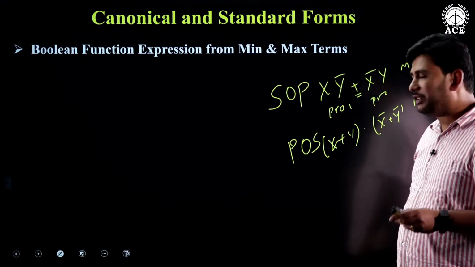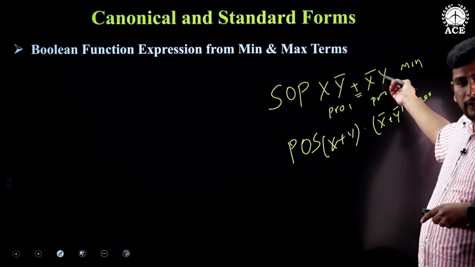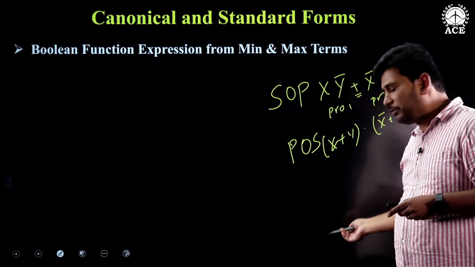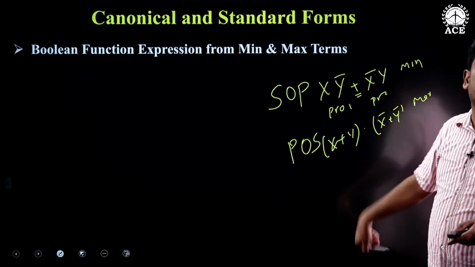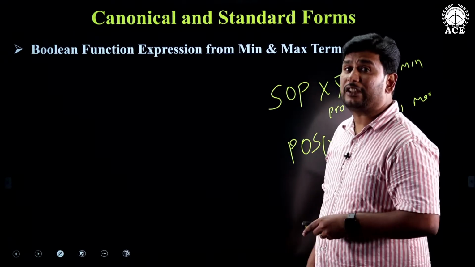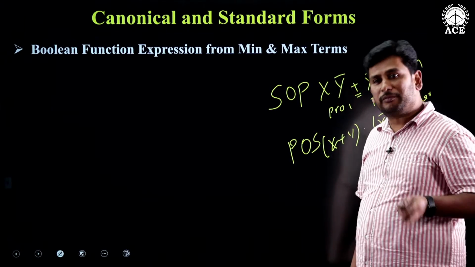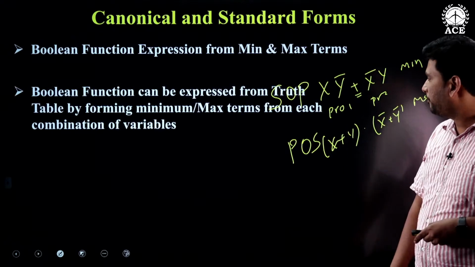Sum of products is the sum of different product terms, whereas in product of sums, first we calculate the sum and then we calculate the product of it. Sounds clear? This is SOP and POS, which are also called minimum terms and maximum terms. Okay.